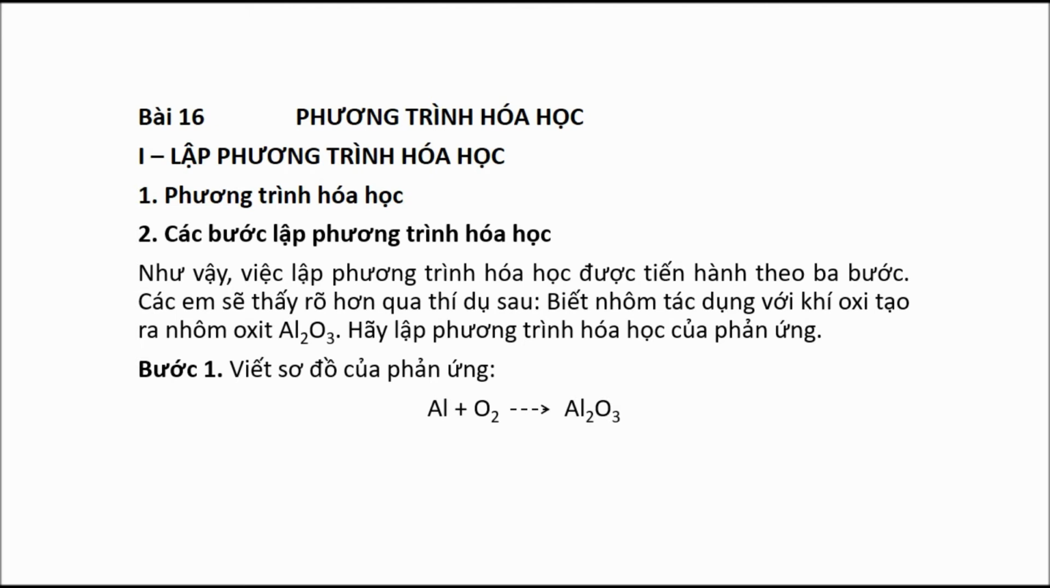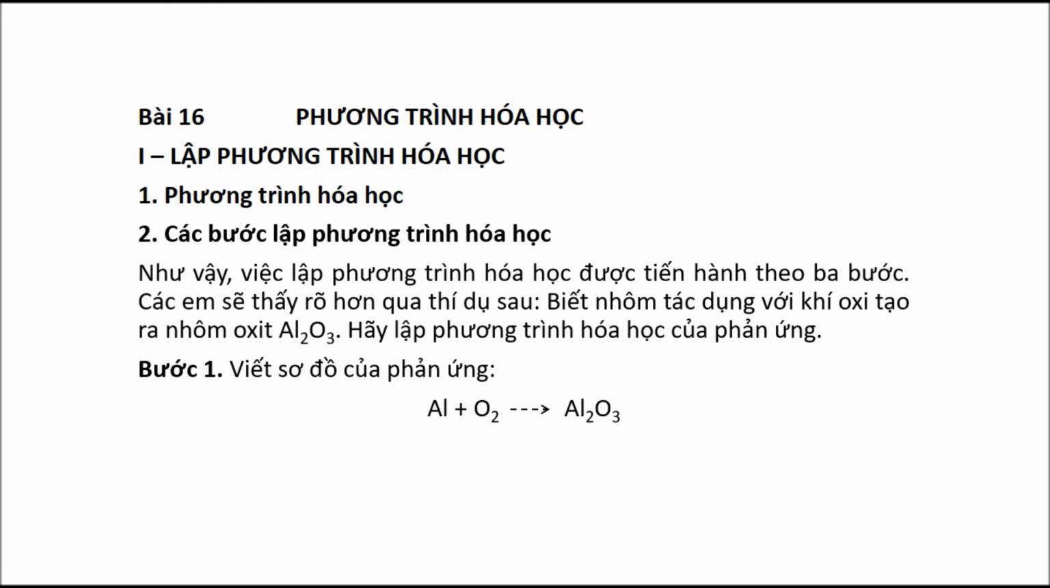2. Steps of writing chemical equations. Thus, the writing of chemical equations is performed in 3 steps. You will see more clearly through the following example. As known, aluminum reacts with oxygen gas to form aluminum oxide, Al2O3. Write the chemical equation of the reaction.